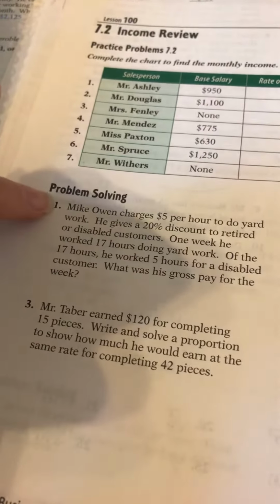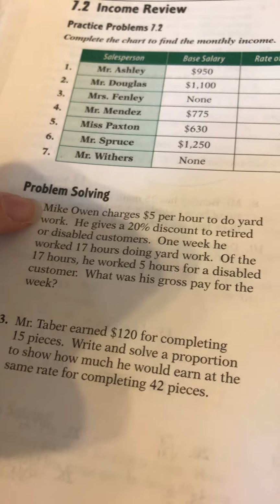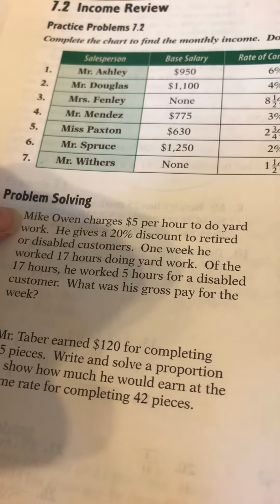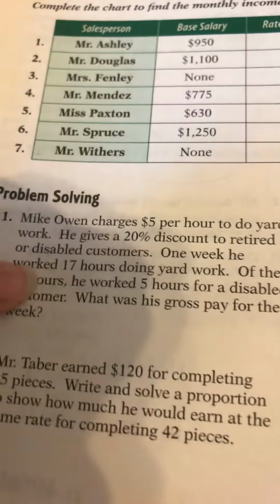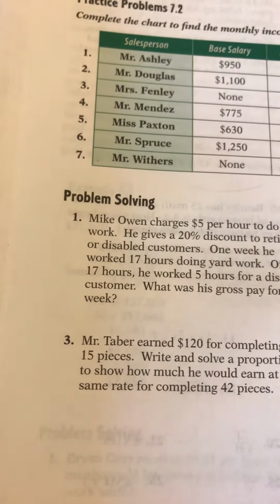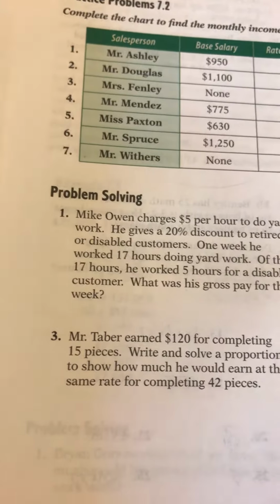So like number 1, Mike Owen charges $5 per hour to do yard work. He gives a 20% discount to retired or disabled customers. 1 week, he worked 17 hours doing yard work. Of the 17 hours, he worked 5 hours for a disabled customer. What is his gross pay for the week? We're going to do number 1 all together. So everybody should get number 1 right, no matter what.